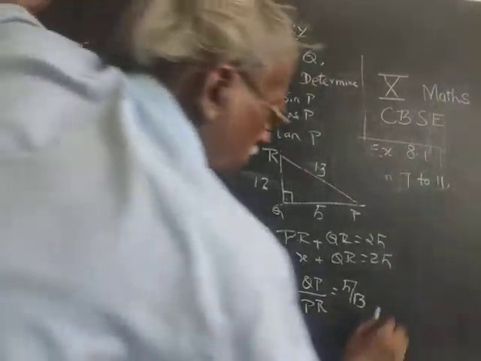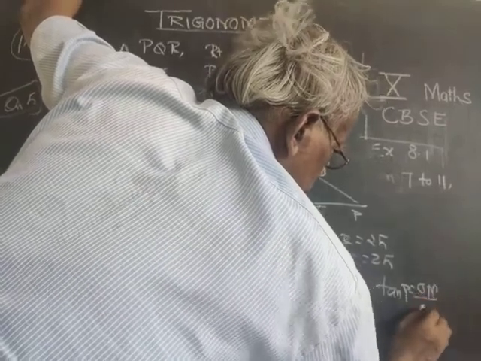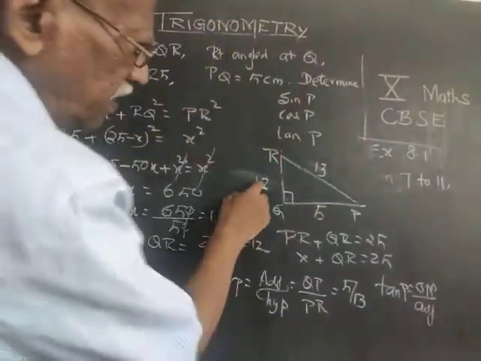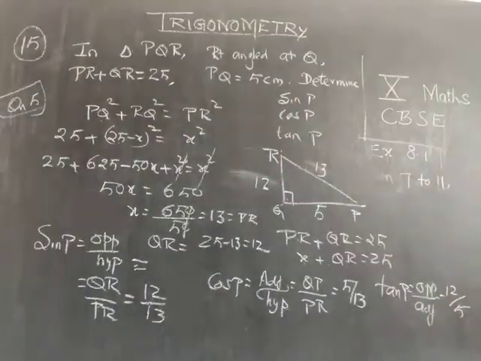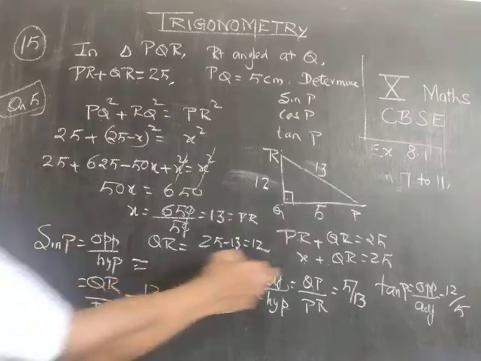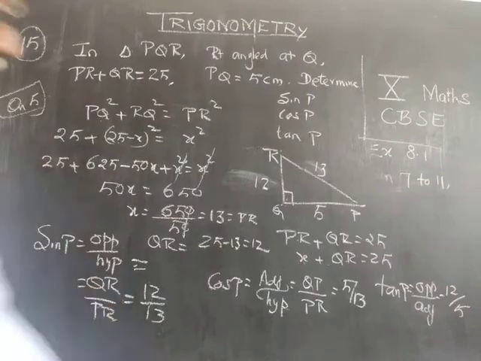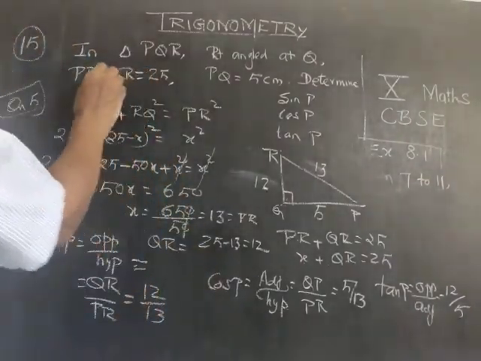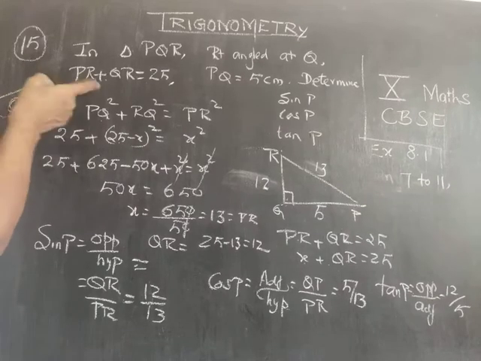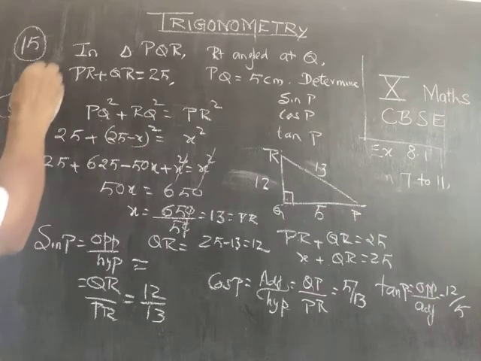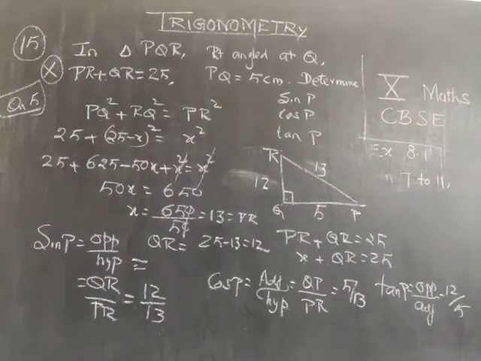What is tan P? Tan P is opposite by adjacent. What is the opposite side here? 12. Adjacent 5. So 12 by 5. So we have 12 by 13, 5 by 13, and then 12 by 5. Sin by cos is nothing but tan. So this is also a nice problem, because here the sum of the two sides is given, whereas in question number 5, the example, the difference of the sides was given. So these two sums are a little bit different. Just watch and keep that in mind.